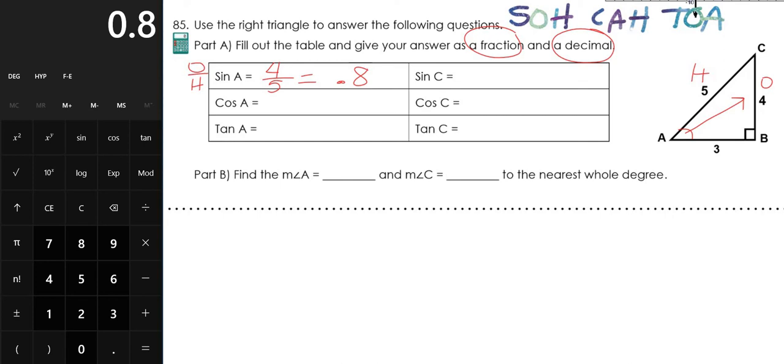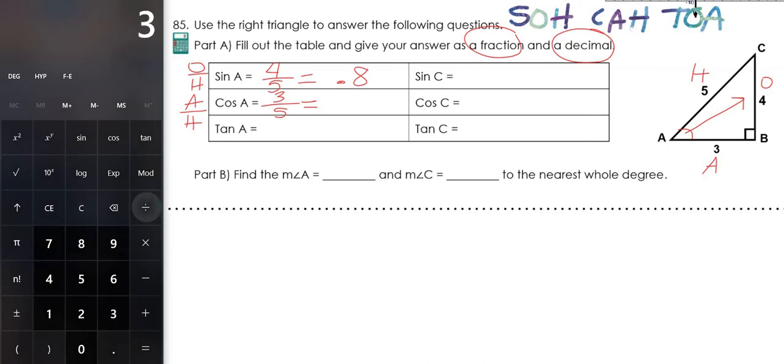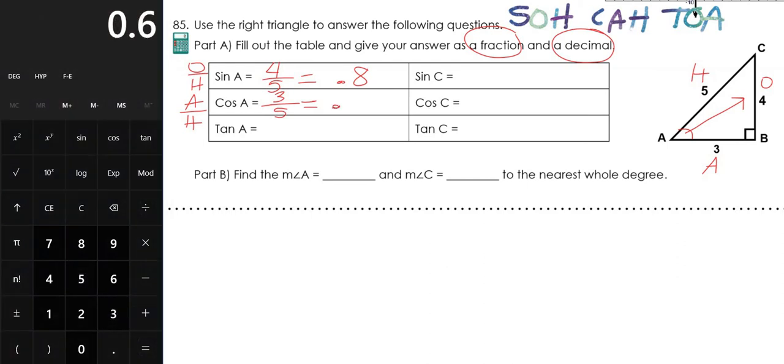Let's look at the next one. Cosine of A. Cosine is CAH, adjacent over hypotenuse. The adjacent side is the 3. It's next to angle A, but it's not the hypotenuse. So 3 over your hypotenuse of 5. In your calculator, we're going to do 3 divided by 5, 0.6. So the cosine of A could be expressed as 3 over 5, but if you put that 3 over 5 in the calculator, the cosine of A is 0.6.